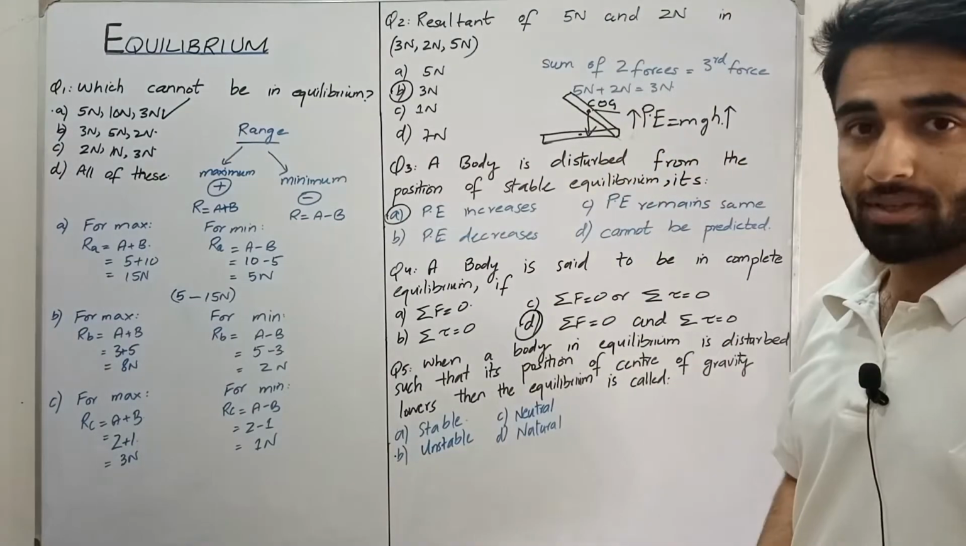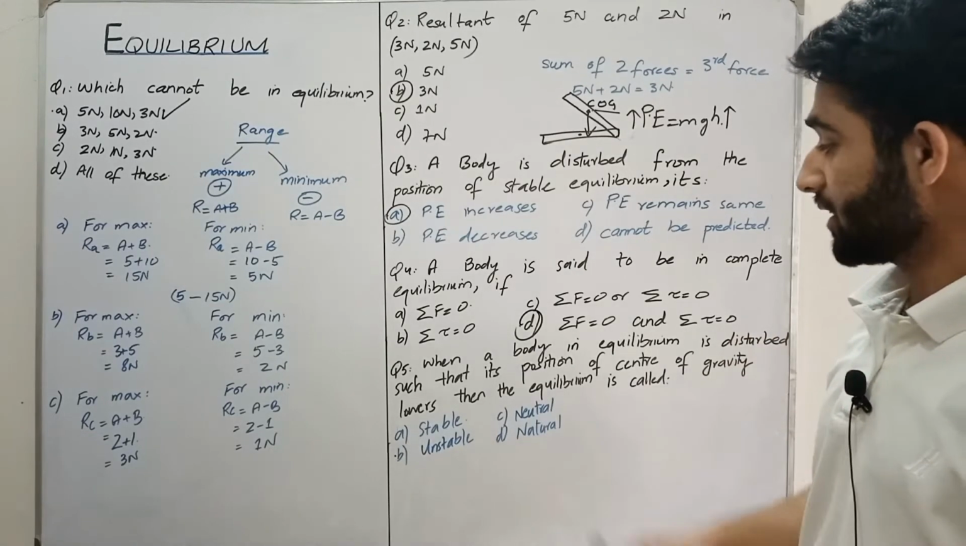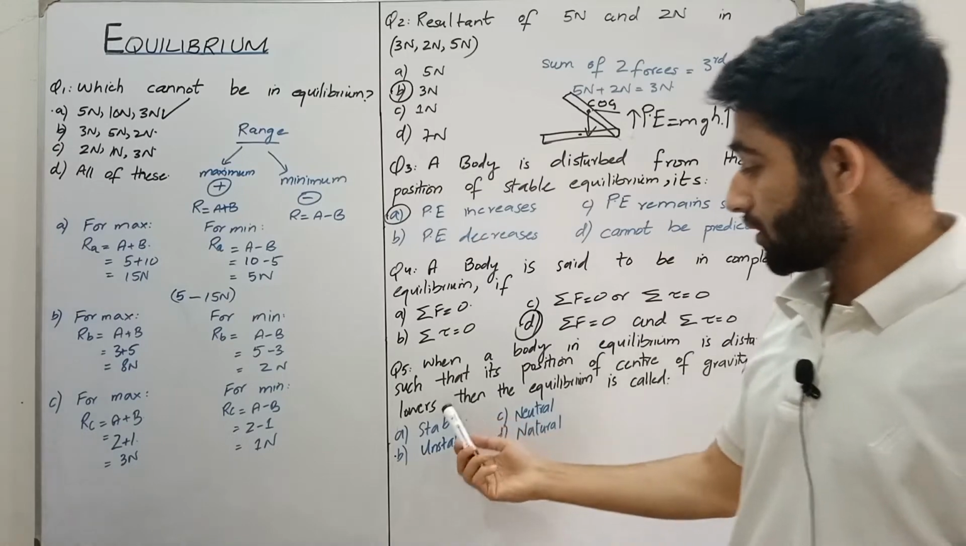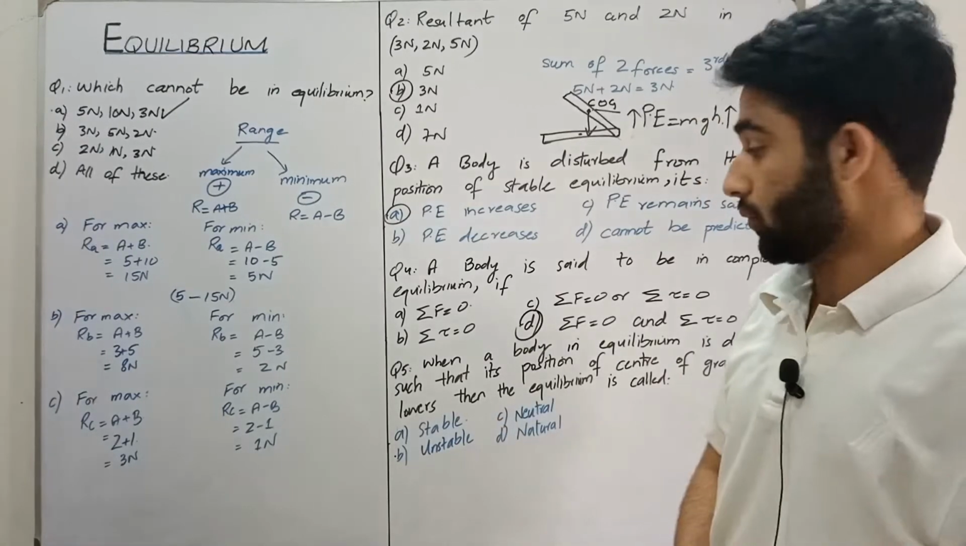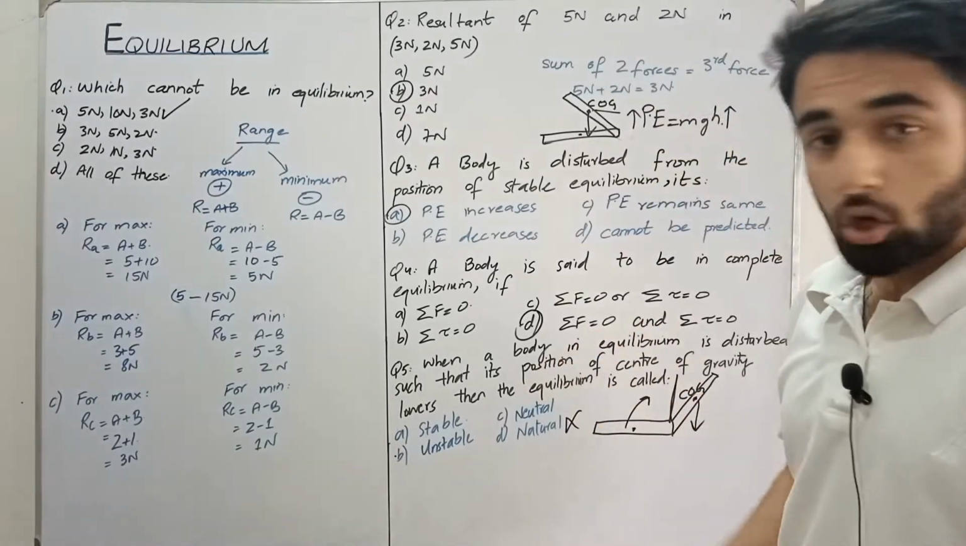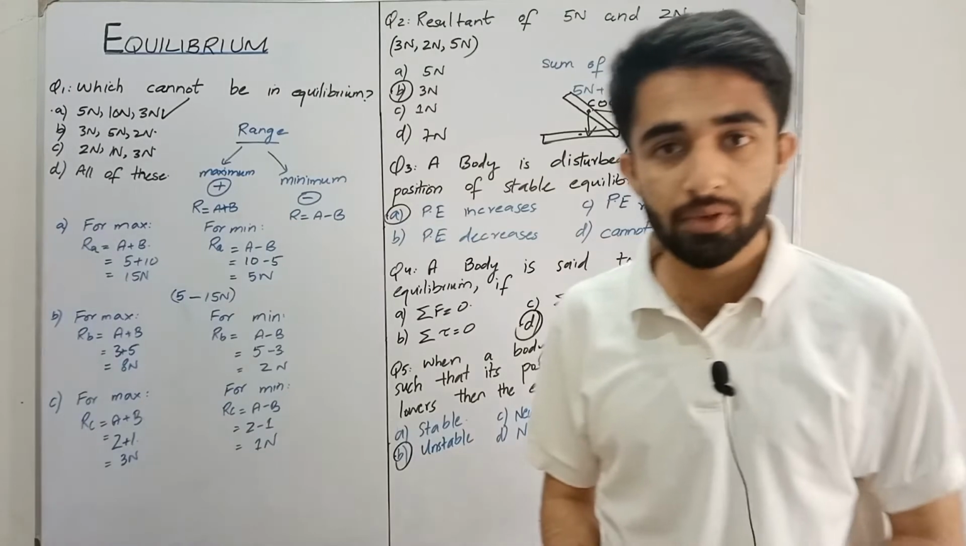Next: when a body in equilibrium is disturbed such that the position of its center of gravity lowers, the equilibrium is called stable, neutral, unstable, or natural. Natural is not correct. So the right option for this MCQ is part B, which is unstable equilibrium.